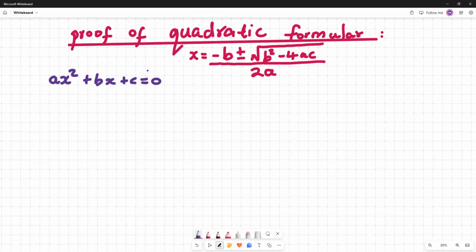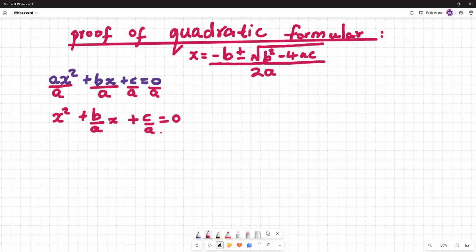Right. So this is what we're going to do. The first rule that you need to know is that the x squared must be by itself. So we don't need anything in front of the x squared. So we're going to divide everything by a. That is the first step. Everything divided by a. This a will cancel that. So here you're left with x squared plus b over a x plus c over a equals 0, because 0 divided by a will be 0.